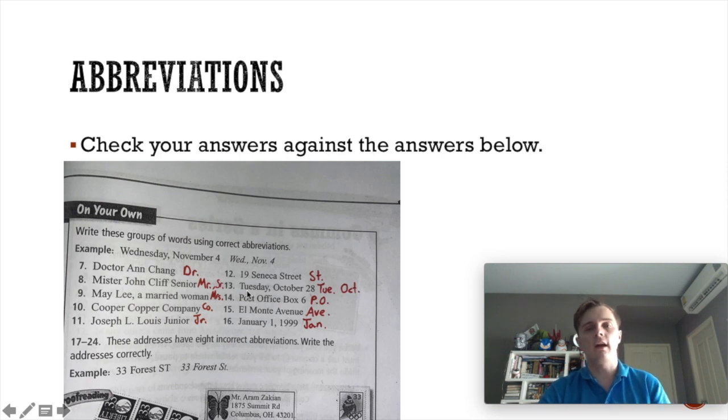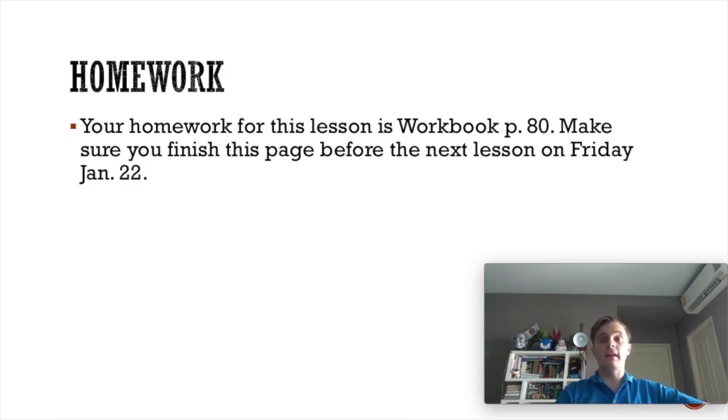13, Tuesday, October 28th. You need to change Tuesday to TUE period and October to OCT period. 14, Post Office Box 6, change Post Office to P period O period. Number 15, El Monte Avenue, change Avenue to AVE period. And number 16, January 1st, 1999, you need to change January to JAN period. Okay, so give yourselves a score out of 10. Okay, that is the end of this lesson.